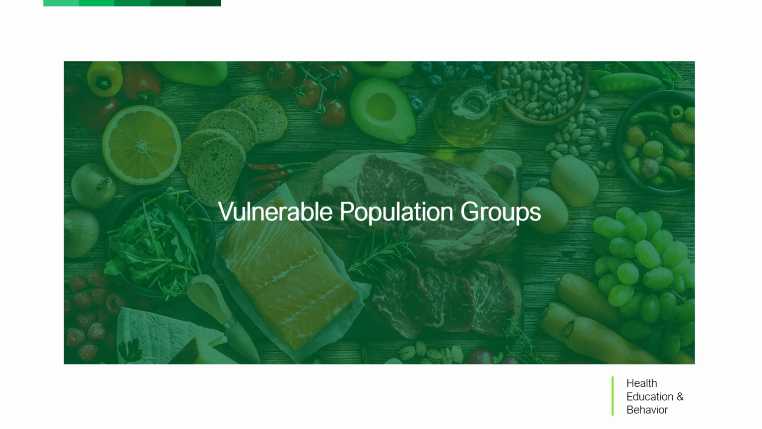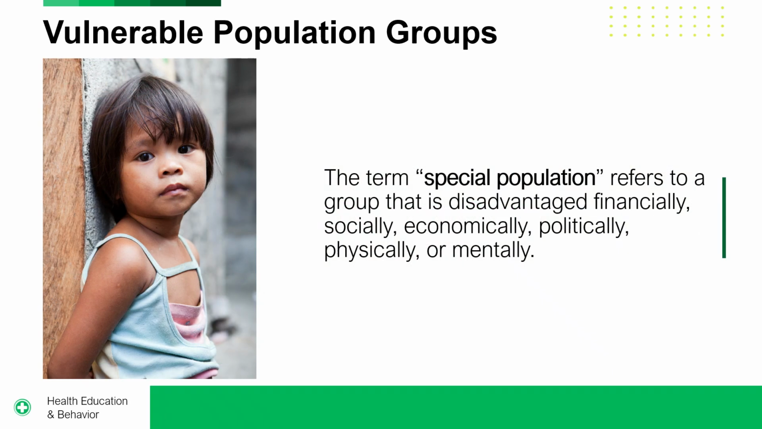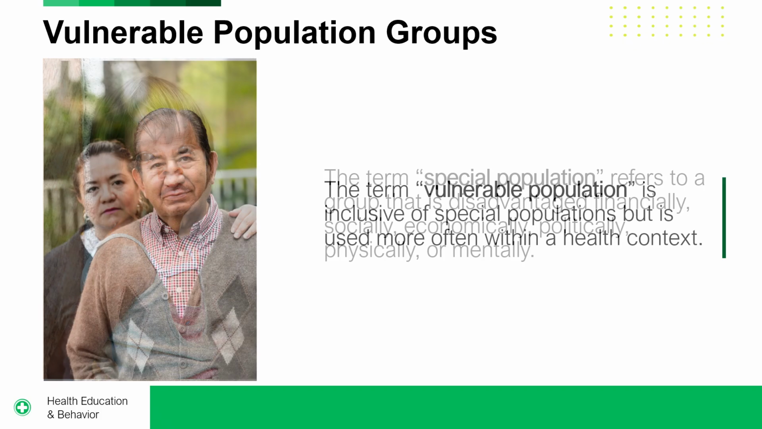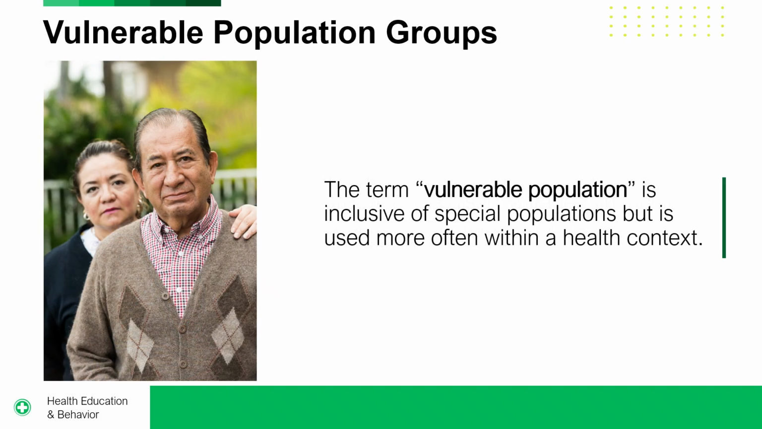Vulnerable population groups. The term special population refers to a group that is disadvantaged financially, socially, economically, politically, physically, or mentally. On the other hand, the term vulnerable population is inclusive of special populations, but is used more often within a health context.